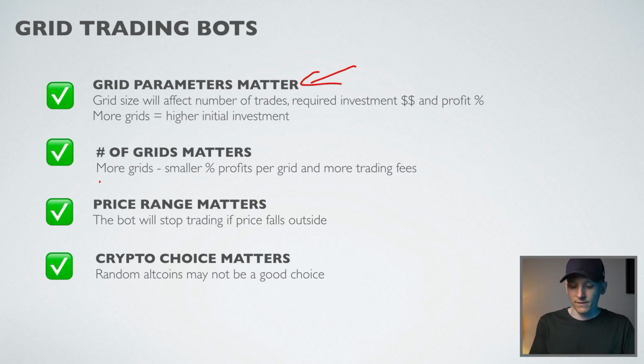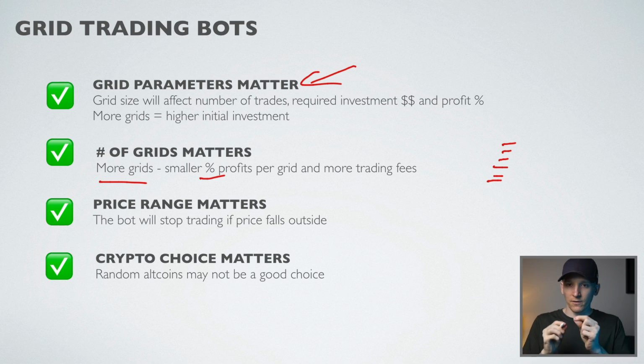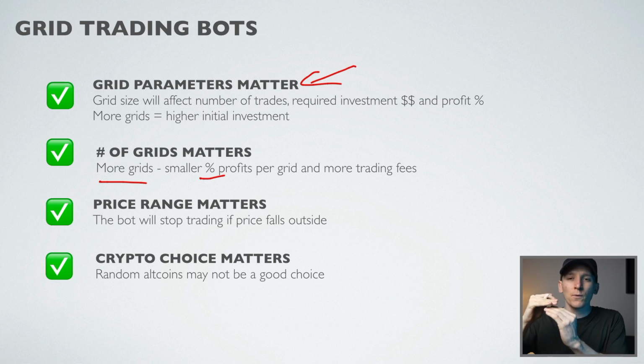The number of grids definitely matters, right? More grids is a smaller percentage profit per grid. So if you have many different grids here, then you're going to be making smaller amounts and you're going to be trading more often. Maybe that's good to an extent, but if you have the difference too small, then you're maybe just going to be eating up all of your profits with trading all of the time, and maybe too small isn't good. So there's a balance to be had, in my opinion.